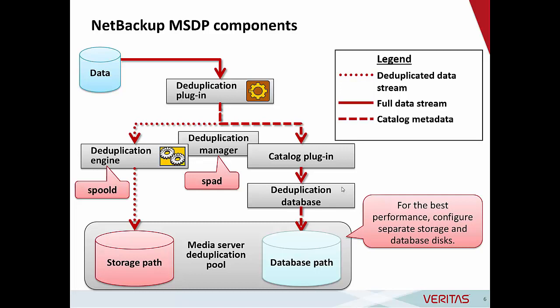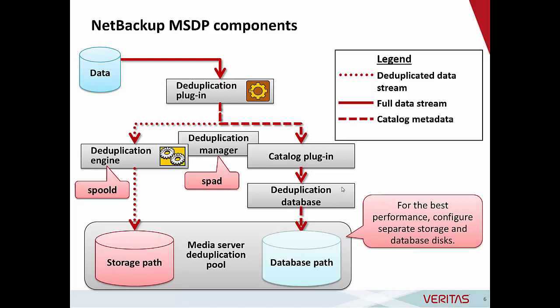And the dedupe plugin is provided by Veritas, but it is very similar to the third-party plugins that are associated with OST, same interface that we're using. And from the dedupe plugin, data is sent to the dedupe engine. Metadata is sent to the catalog. The dedupe engine, which is spoold, is the name of the process, is the one that does the actual deduplication of the data and does the actual writing of data to the storage path.